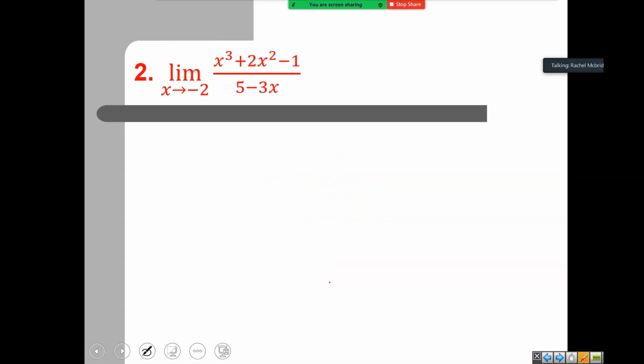And limit as x approaches -2. Guys, not going to lie, sometimes I just low-key plug it into the denominator real quick to see if it works. If it does, then I'm like, okay, I can plug it into the whole thing. If I get a 0 in the denominator, then I go and plug it into the numerator. So 3 times 2 in my mind is 6. I'm like, oh yeah, I'm happy, it works. So we're just going to plug it in.